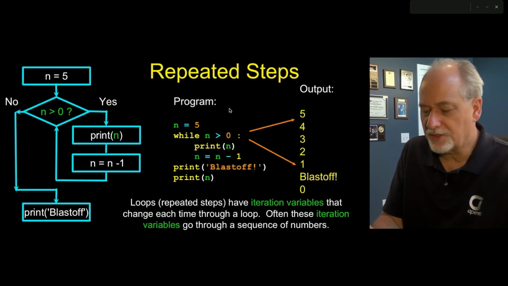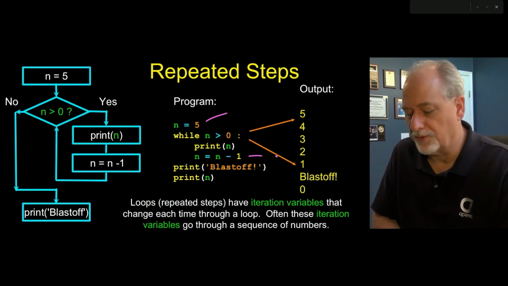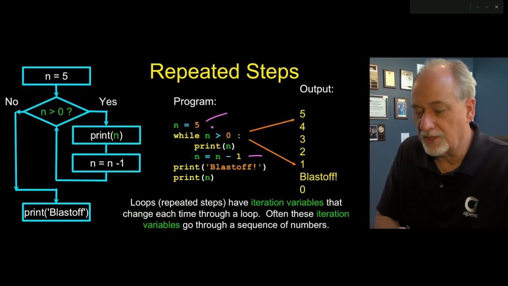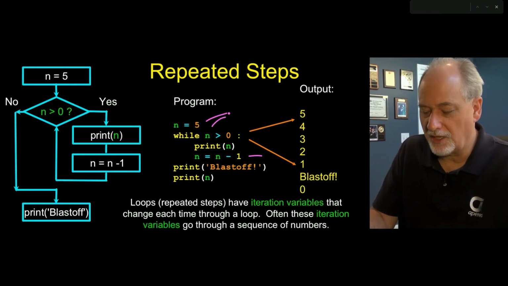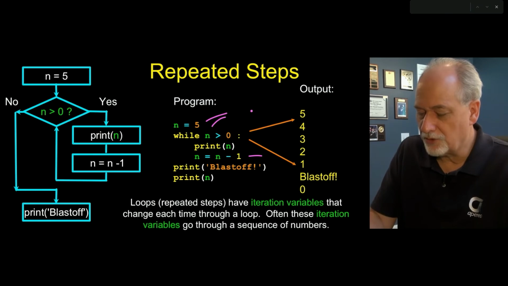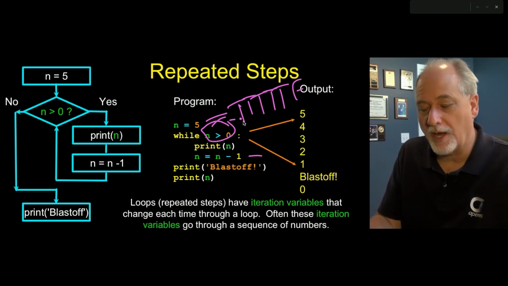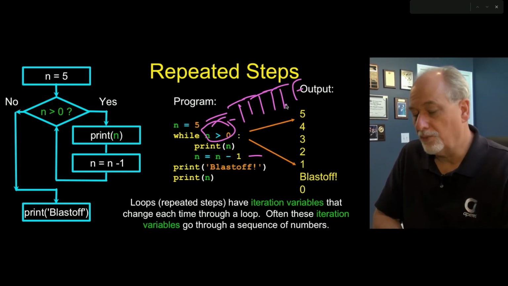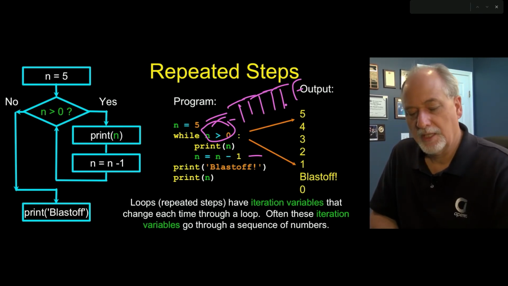We carefully constructed n. We set it to 5. Then we carefully subtracted 1 each time through the loop, and we're using that to control when to exit the loop. You could think of this loop as running 5 times: true, true, true, true, true, and then finally false. This question was true for a while, and as long as it was true, the loop ran. Then when it turned false, the loop stopped.